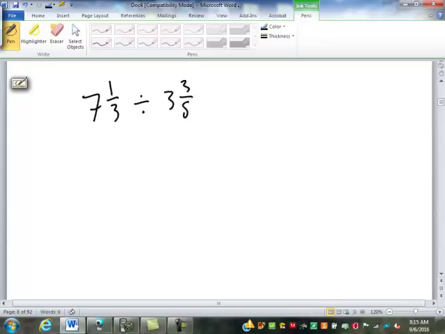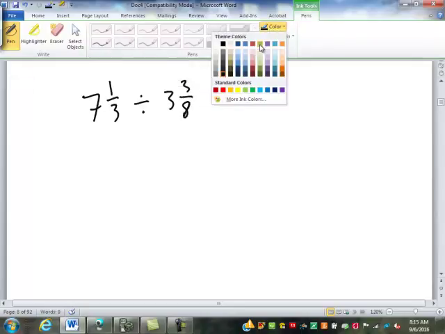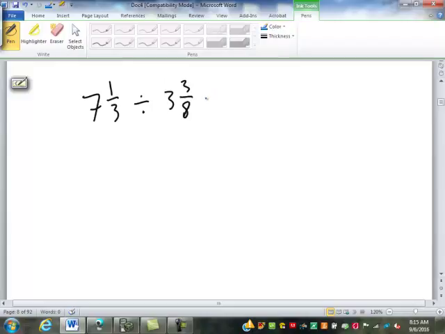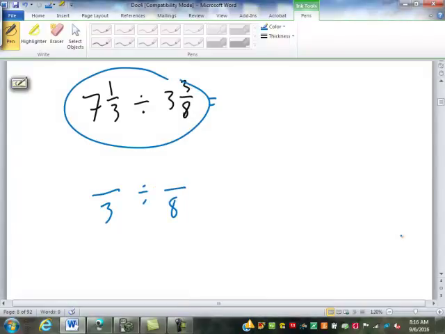Try this one in your notes quick. That's a 7 1/3, and that's supposed to be 3 3/8. You could do 7, press the ABC key 1, ABC 3. That enters 7 1/3. Then just hit divide. Then 3, ABC, 3, ABC 8. That's 3 3/8. Hit equals, and it'll spit out the answer.